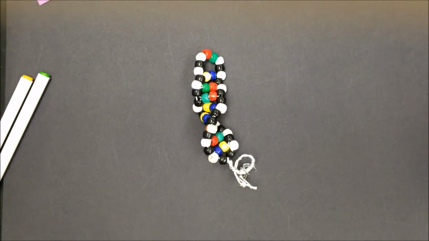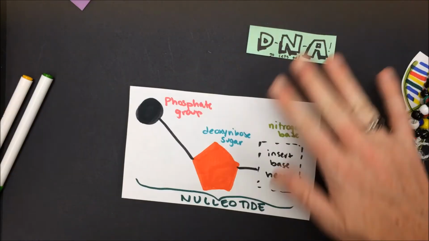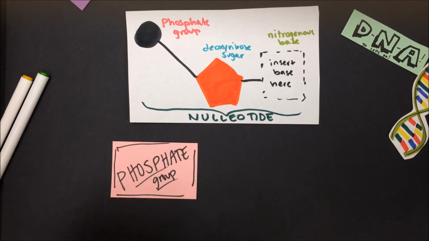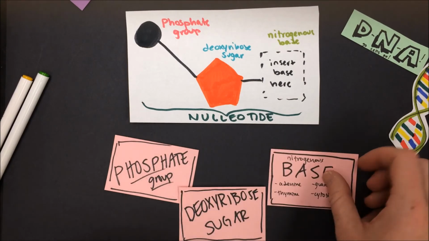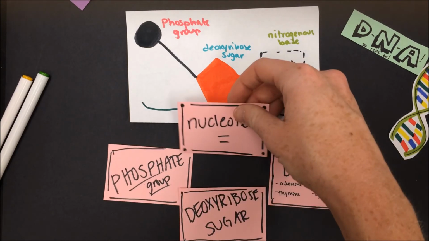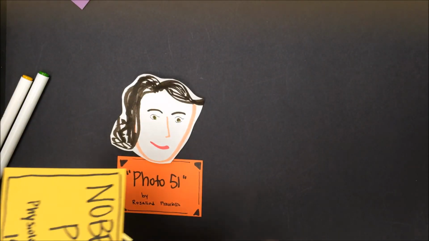To build this molecule called DNA, you need to have a nucleotide. A nucleotide is made up of a phosphate group, deoxyribose sugar, and a nitrogenous base of your choice. These together give you a nucleotide. For our scientists, we need to know Rosalind Franklin is famous for making photo 51.